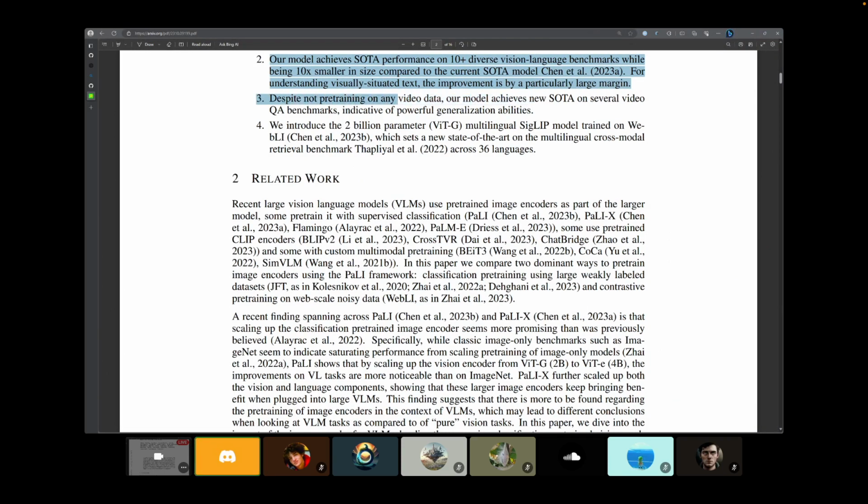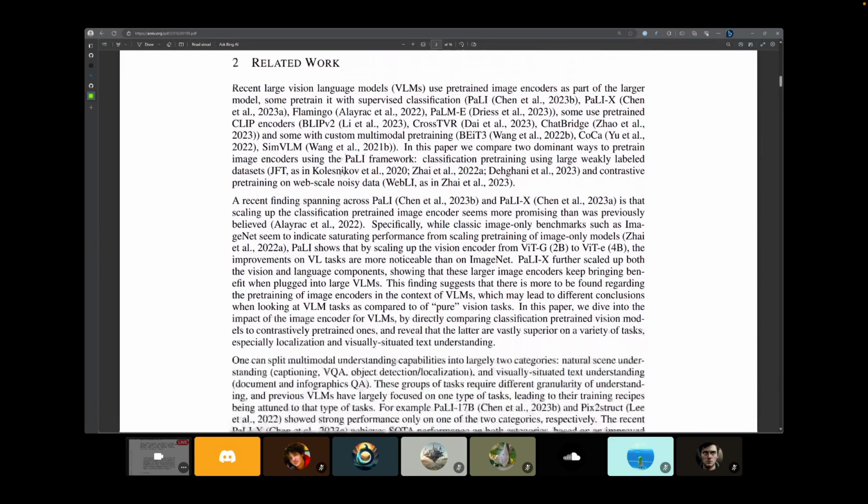By not pre-training on any video data, our model achieves new SOTA on several video QA benchmarks, indicating powerful generalization abilities. We introduced the 2 billion parameter ViT-G multilingual SigLIP model trained on WebLI, which sets a new state-of-the-art multilingual cross-modal retrieval benchmark across 36 languages.